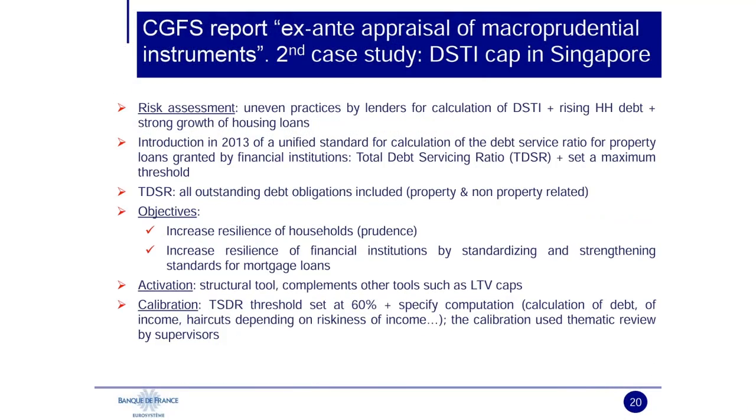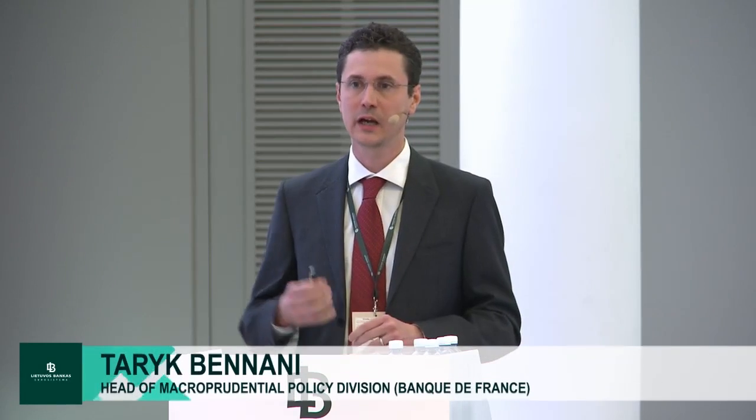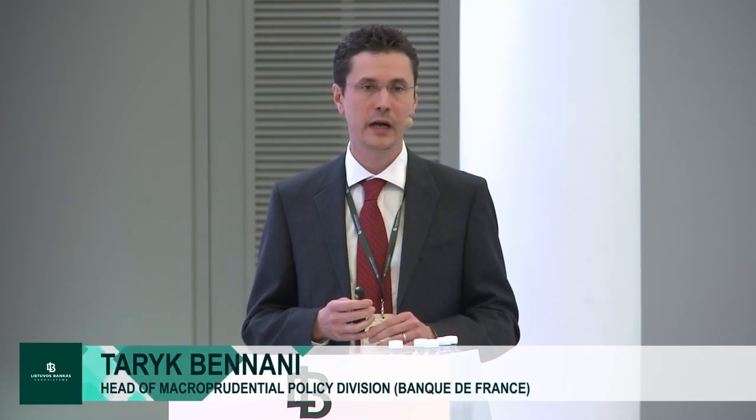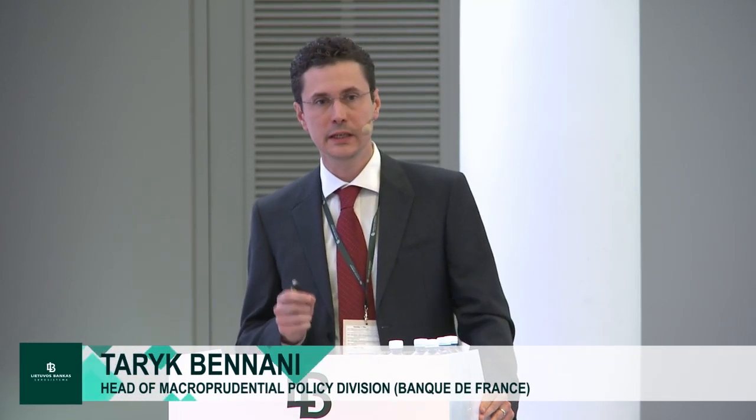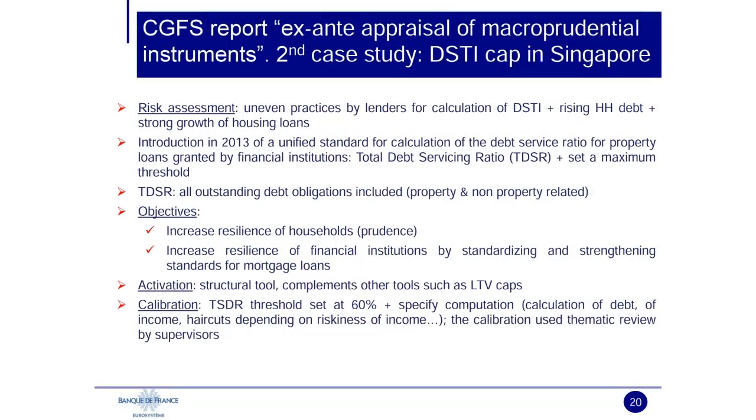In the case of Singapore, the risk assessment was the following. They observed uneven practices by lenders when calculating DSTI ratios. There was also at the same time rising household debt and a strong growth of housing loans. So in 2013, they introduced a unified way to calculate DSTI called the Total Debt Servicing Ratio. And this TDSR was on all outstanding debt obligations. Property, obviously, but also non-property. Here again, the objective was to increase the resilience of borrowers and lenders. Nothing about prices, or at least nothing explicitly about prices.